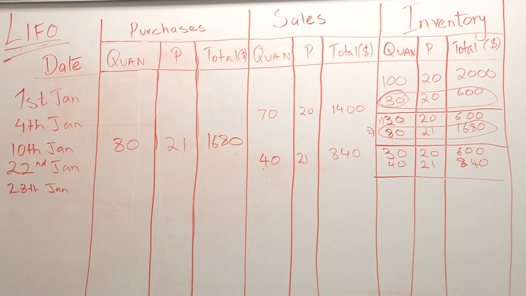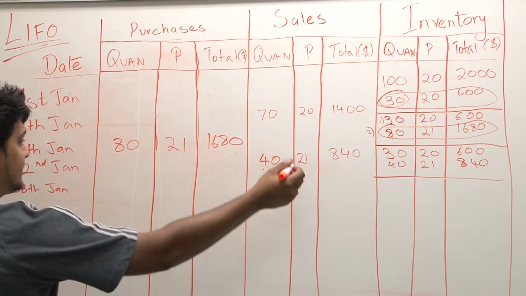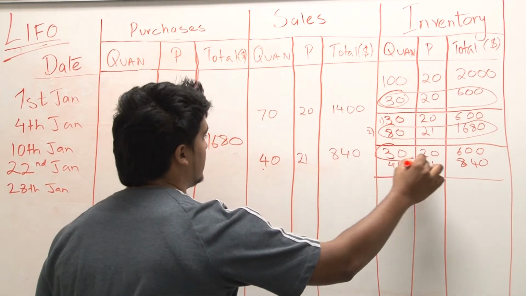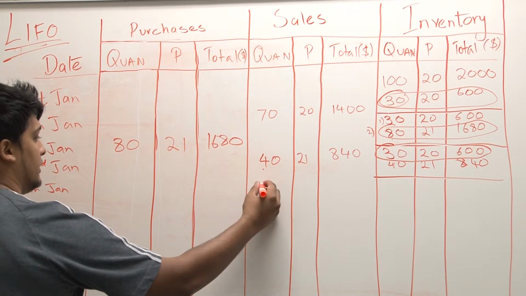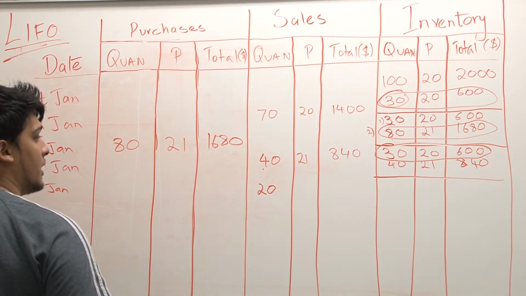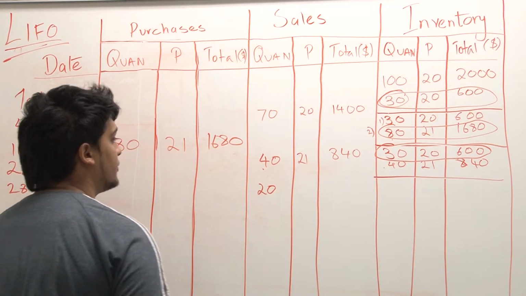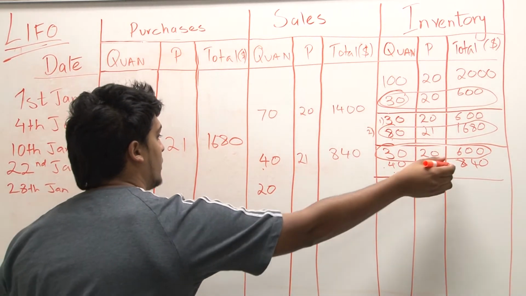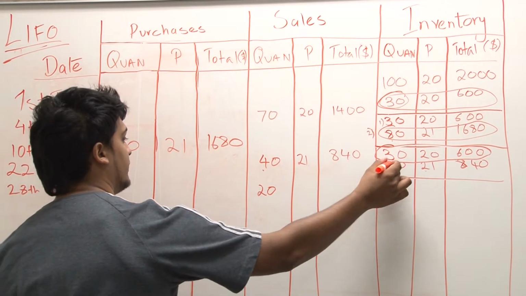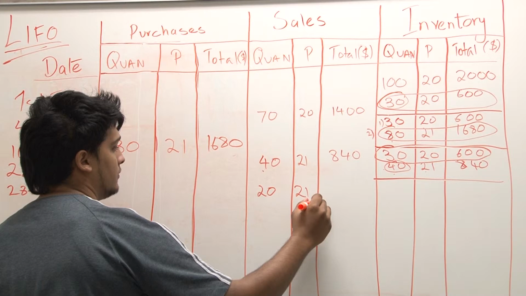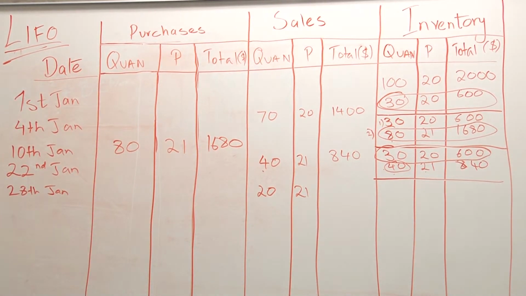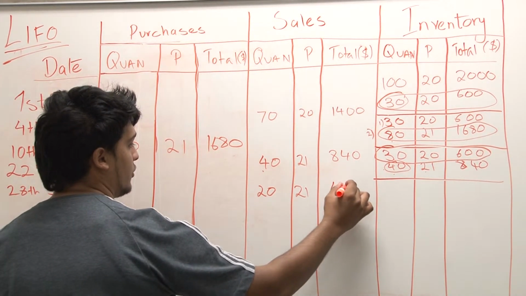He comes to me again, tells me, come on, sell me 20 more cameras of yours, please. So now, as I said, last in, first out, I'll not touch this. Not to be touched. He asked me again for 20 cameras. I'm going to touch my stock number 2, which is 40, 21, 840. Now, look at the 40. Do I have the stock? Yes, I have the stock. So 20, and this is going to be at a price of 420.